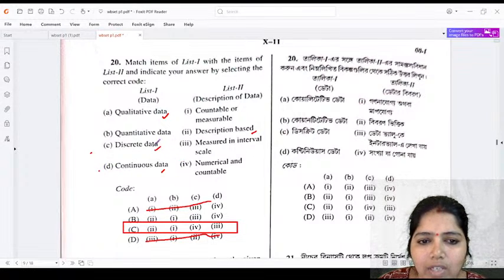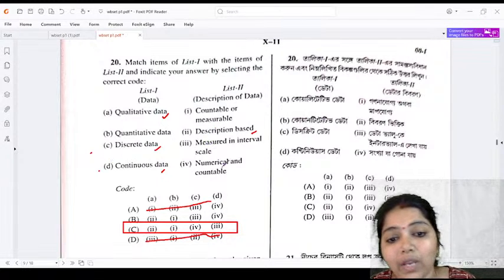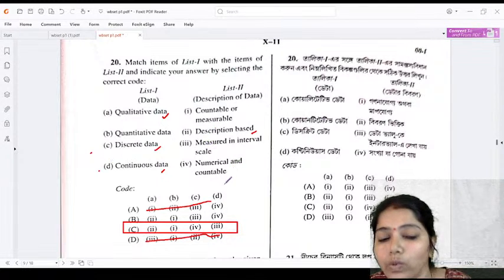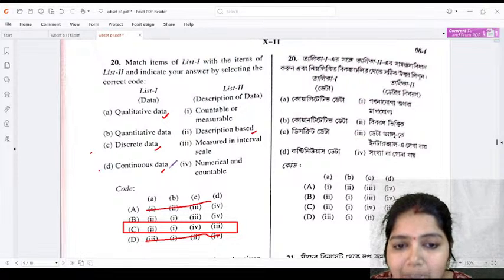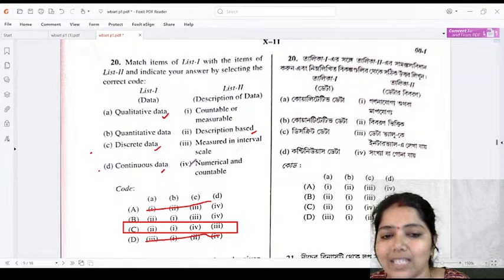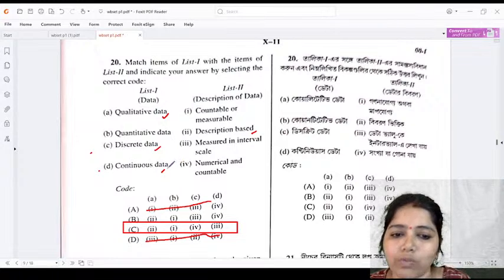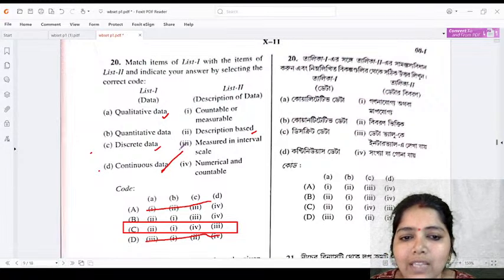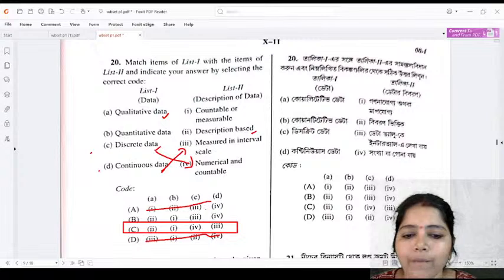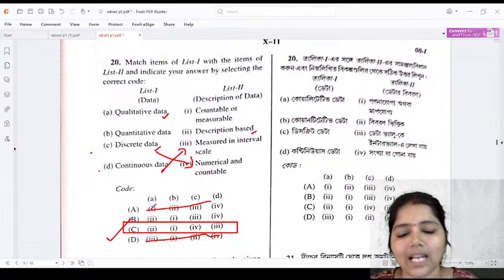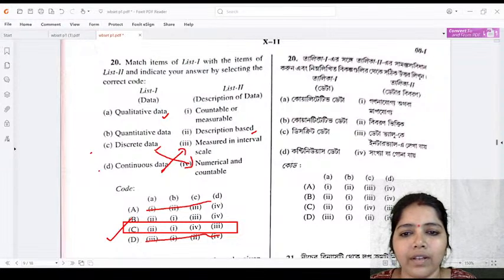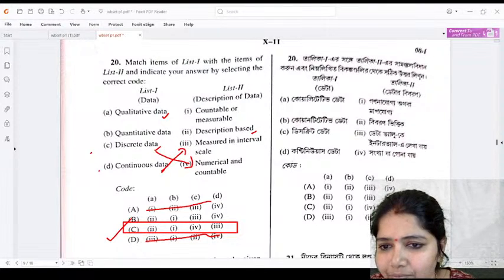Discrete data means what? Discrete data means it is said to be numerical and countable. If it is continuous data, it is measured in the interval scale. It has some intervals to be measured, right? So D is 3 and C is 4. So option C is the right answer. Clear learners? Yes? Clear? Yes.